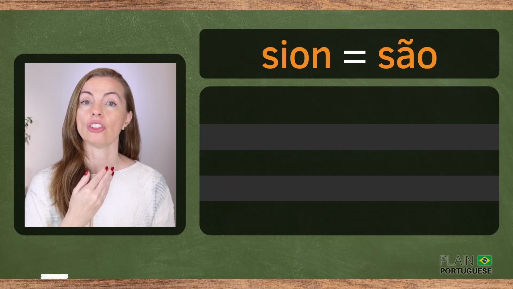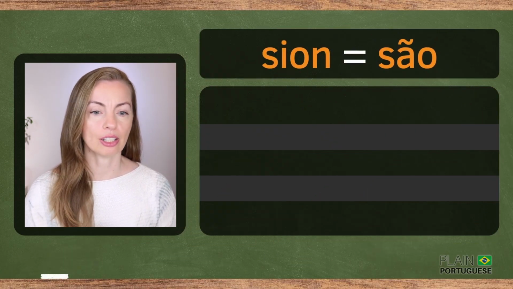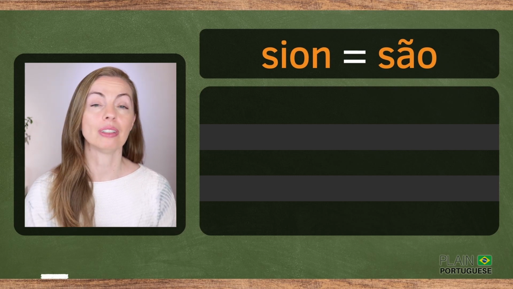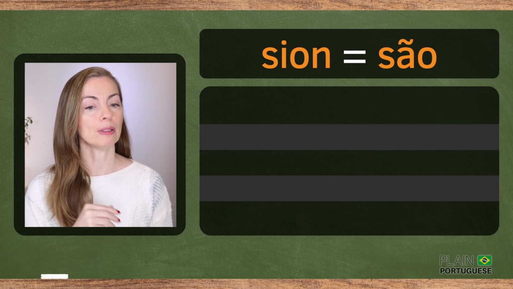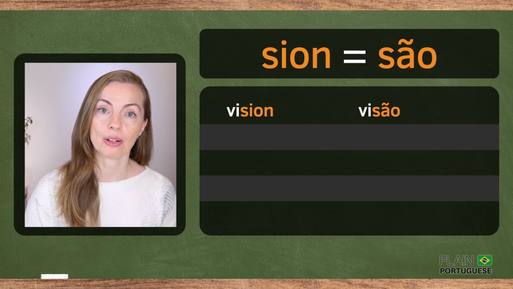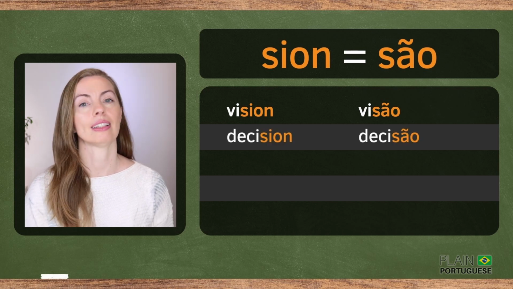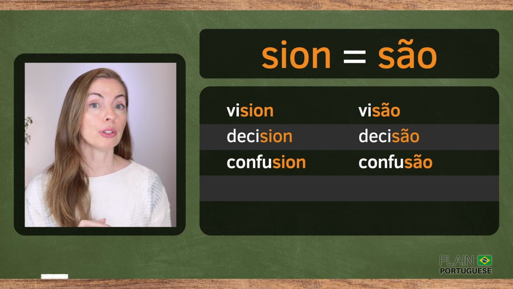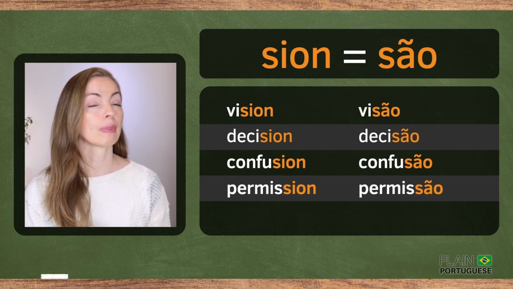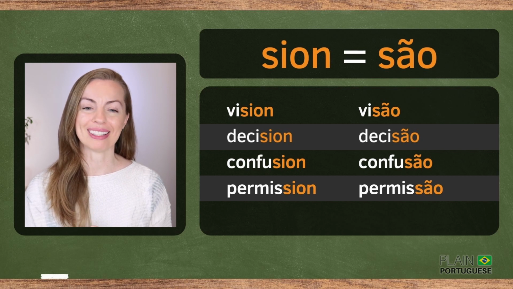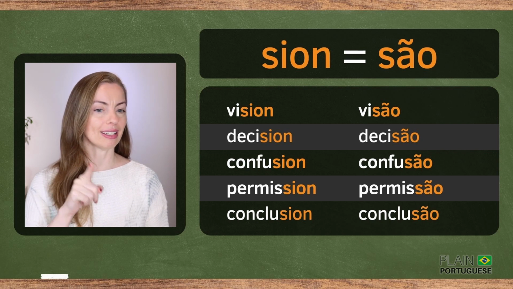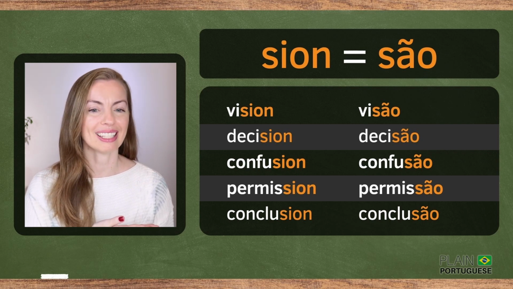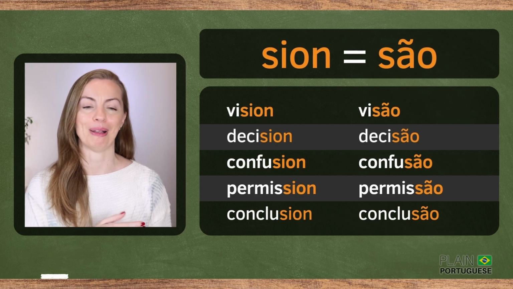Words ending in S-I-O-N in English will end in são in Portuguese, but now with the letter S. For example, vision, visão, decision, decisão, confusion, confusão, permission, permissão, conclusion, conclusão. And guess what? Most words ending in são are feminine in Portuguese. Are you taking notes? You should.